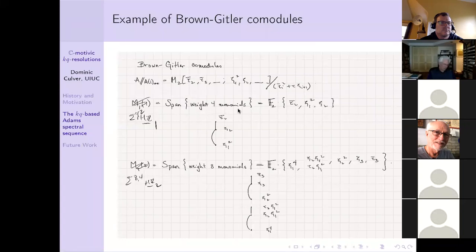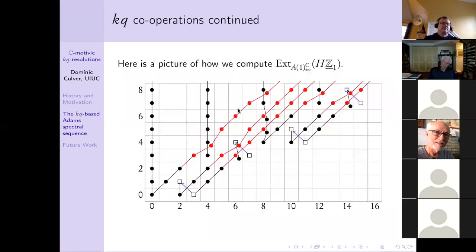And then here, a straight line denotes a square 1, and a curved line like this denotes a square 2. So in this case, this HC1 just looks like an upside down question mark module. This is something you can compute by hand, including the Ext groups over A1 of this thing. There's some pictures I'm about to show, and this is the E1 term of the algebraic Atiyah-Hirzebruch spectral sequence for this upside down question mark module.